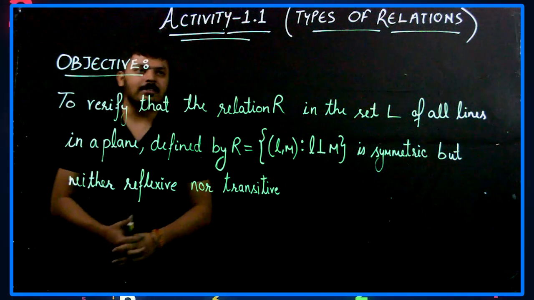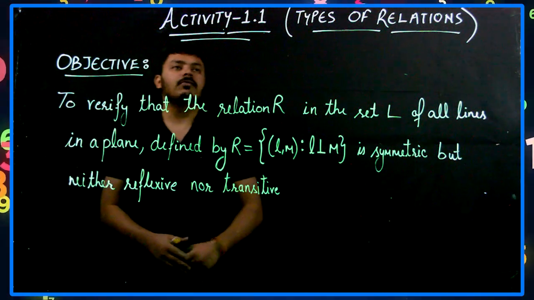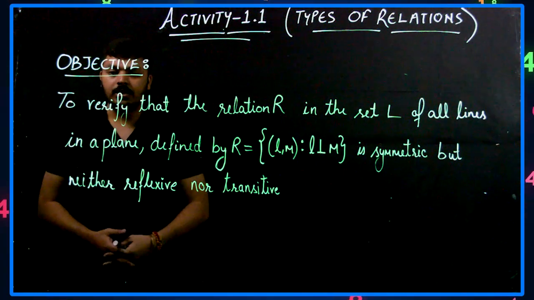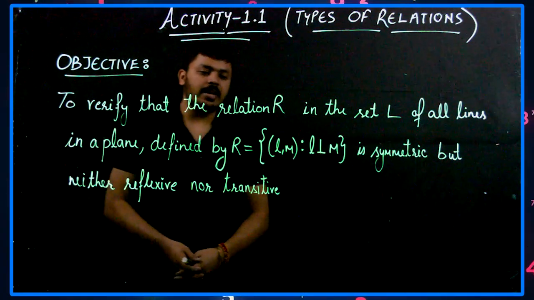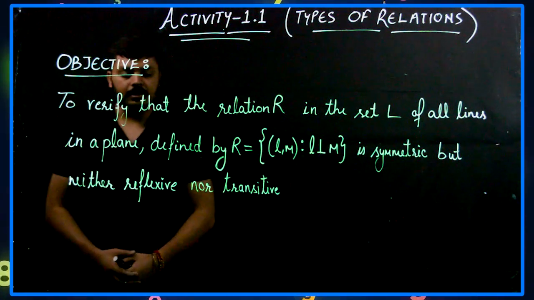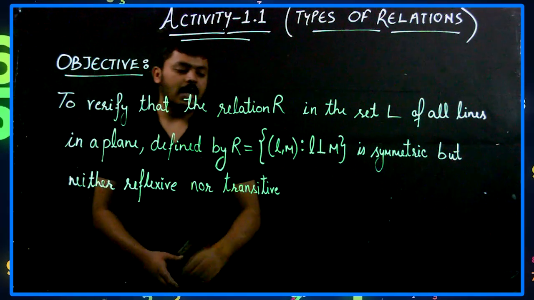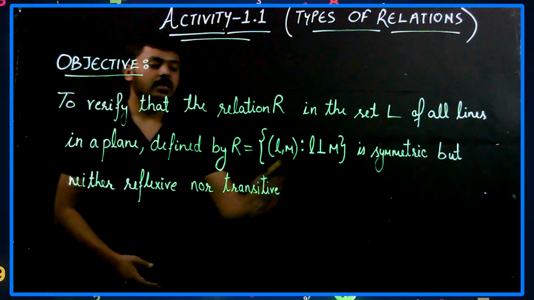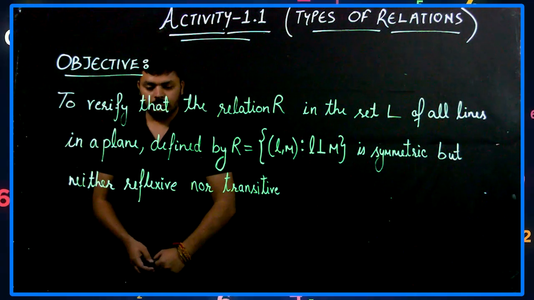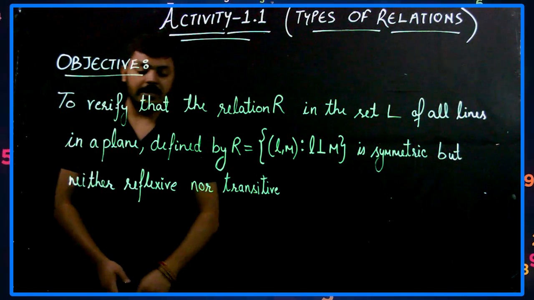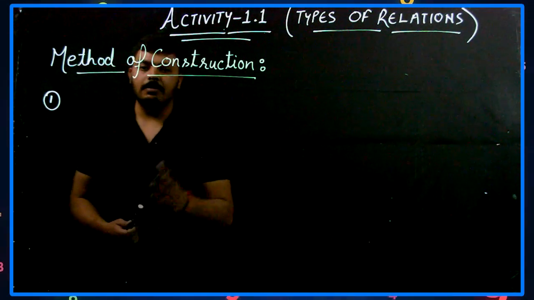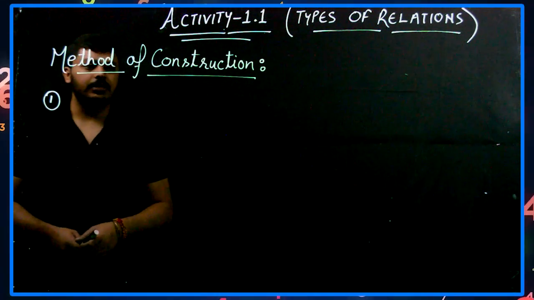So students, now let's start the new activity, activity 1.1, types of relations. Our objective for this activity is to verify that the relation R in the set L of all lines in a plane defined by R equals {(L, M) such that L is perpendicular to M} is symmetric but neither reflexive nor transitive. So students, now let's start the method of construction for the given activity.